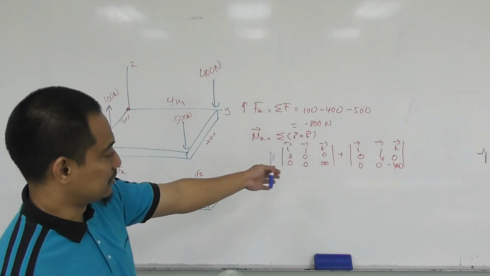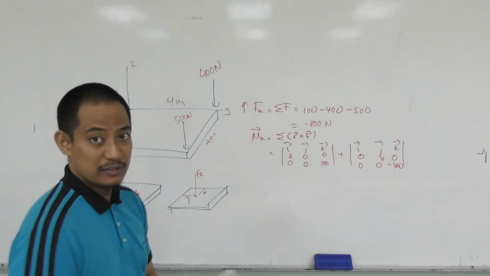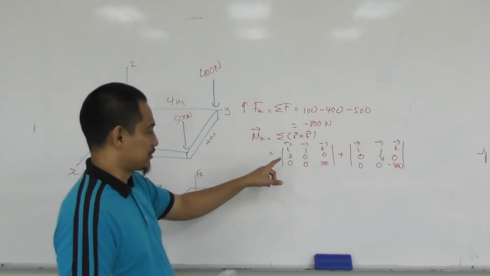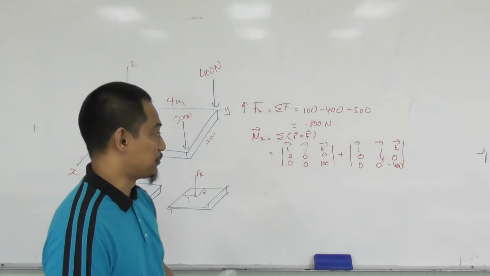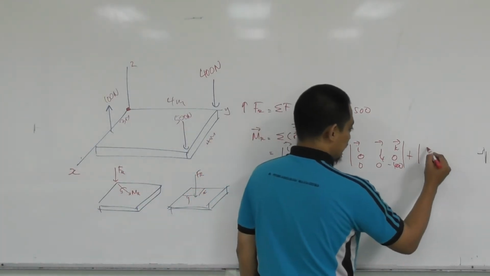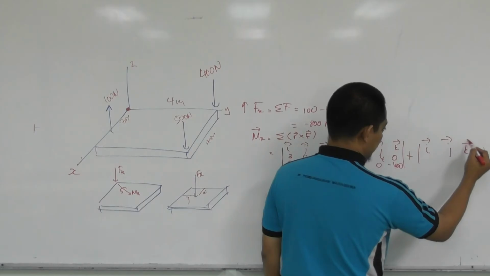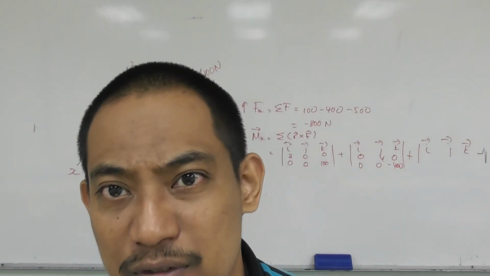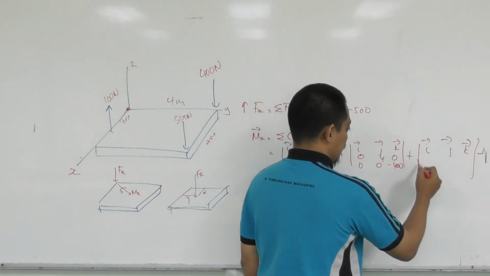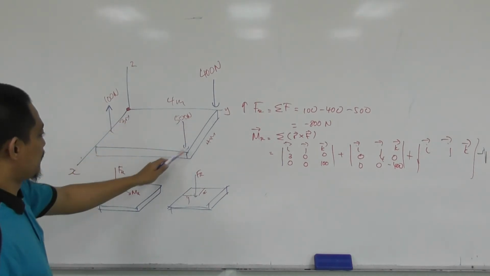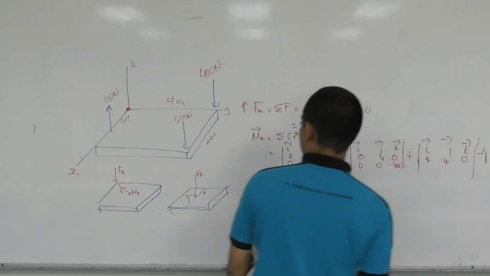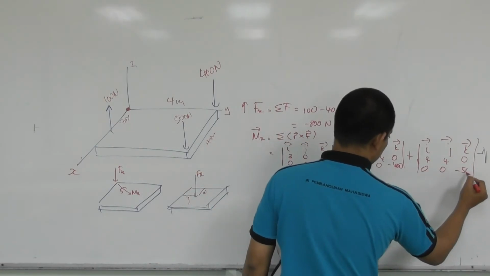Right? And as you can see, because everything is vertical, the solution of this one will be easy because there are a lot of zeros. And you have this one to take care of, so you have another one, plus i, j, k. Is this in the frame? Yes. So r will be, of course, 4 and 4. So it's basically 4, 4, 0, and then 0, 0, minus 500.